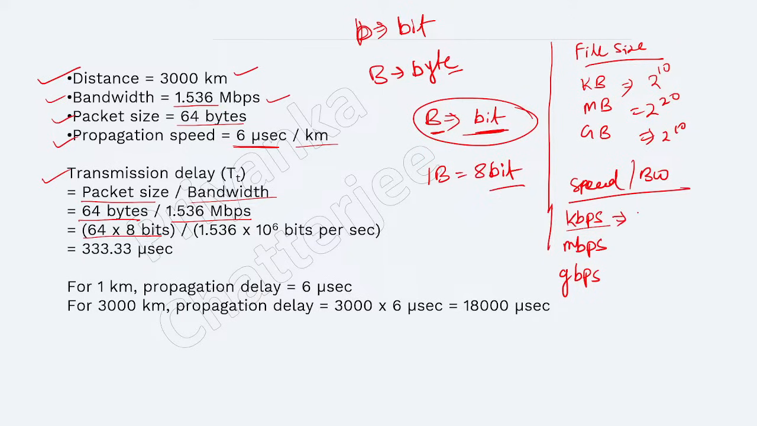And this kbps you have to convert in bit per second: 10 to the power 3, 10 to the power 6, 10 to the power 9, this way. KB is 2 to the power 10, MB 2 to the power 20, GB 2 to the power 30. This is in power of 2. But kbps, mbps, gbps are in power of 10. At the time of calculation, if you are not taking care of this unit conversion, then your networking numerical will be wrong.